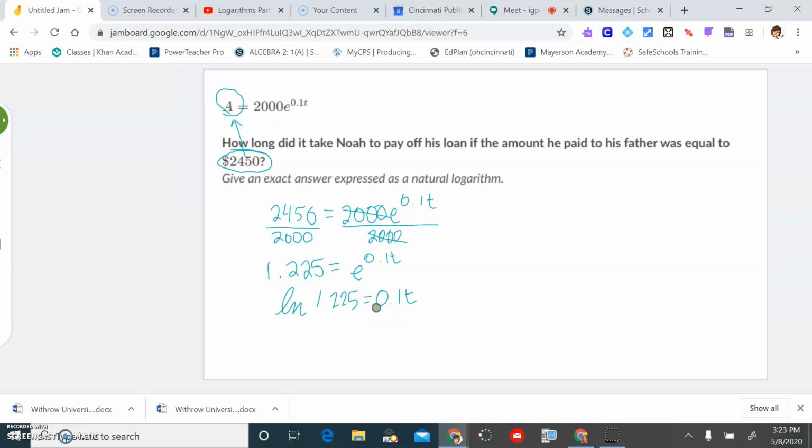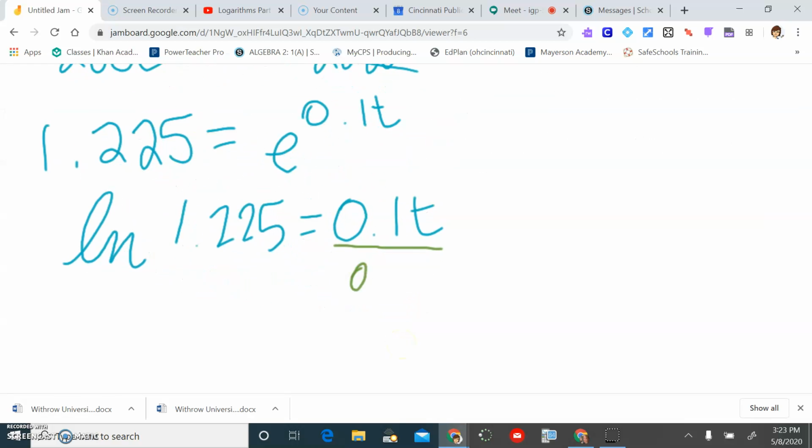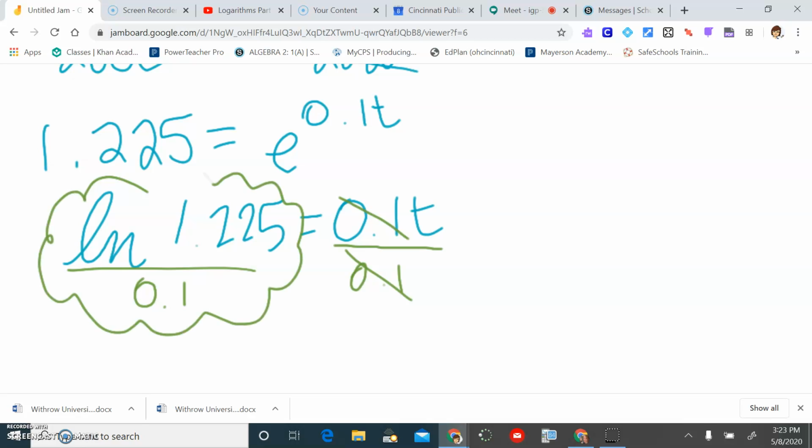So I'm going to divide both sides by 0.1 because I want that t by itself. So this is my exact answer. That's some number.